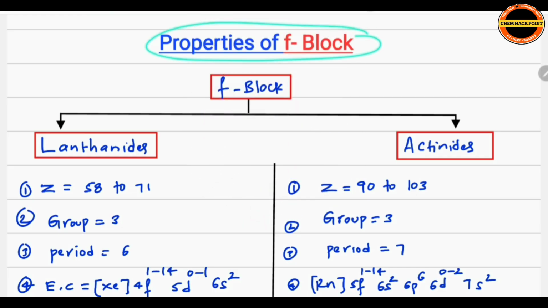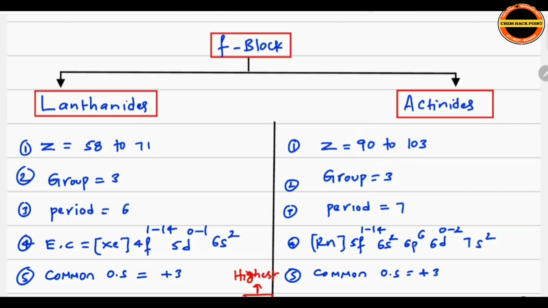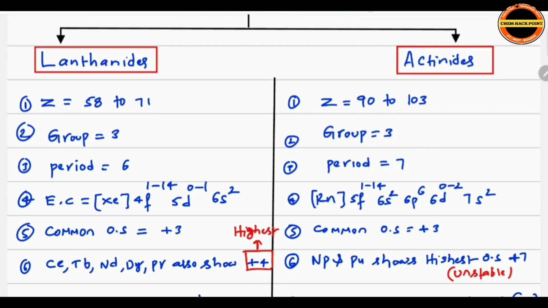Properties of f-block. f-block elements mainly divide into two types, lanthanides and actinides. Lanthanides have atomic numbers 58 to 71, actinides atomic numbers 90 to 103. Both belong to group 3. Lanthanides belong to period 6, actinides belong to period 7. The electronic configuration of both the elements is specified here.